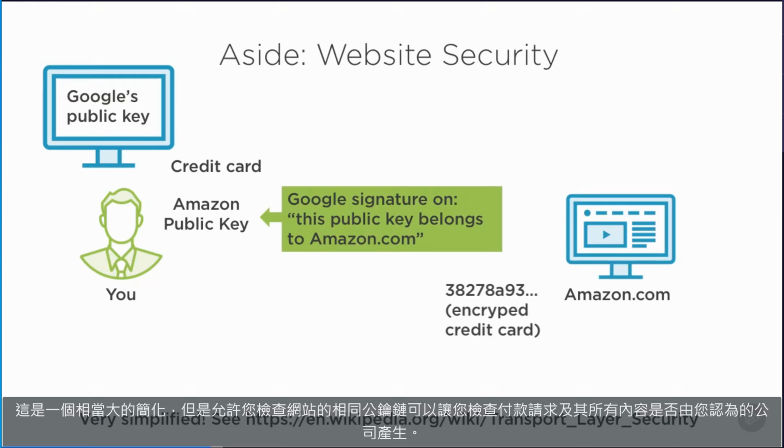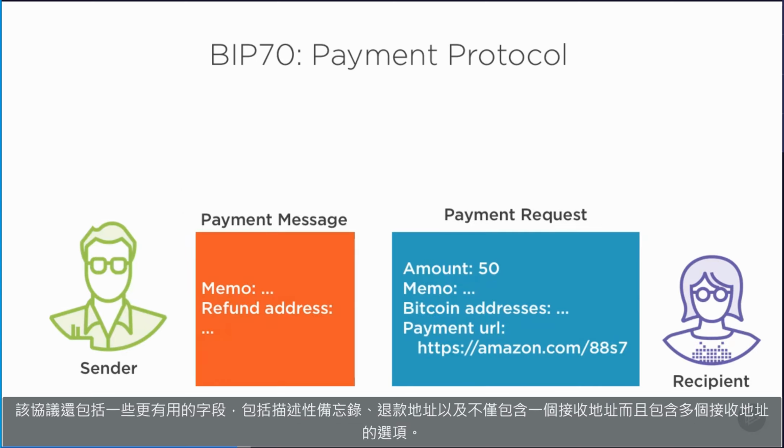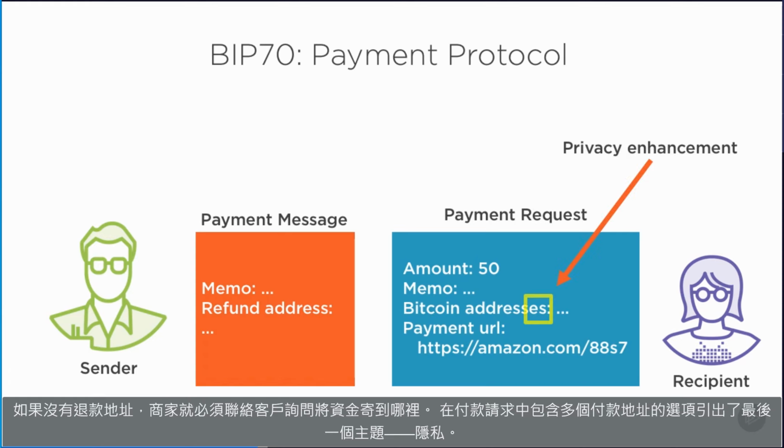This is a fairly large simplification, but this same chain of public keys that allows you to check websites can allow you to check that a payment request and all its contents was generated by the company you think it was. The protocol also includes a few more useful fields, including a descriptive memo, a refund address, and the option to include not just one receiving address, but several. Without a refund address, a merchant would have to reach back out to a customer to ask where to send funds. The option to include several pay addresses in a payment request brings up a final topic: privacy.